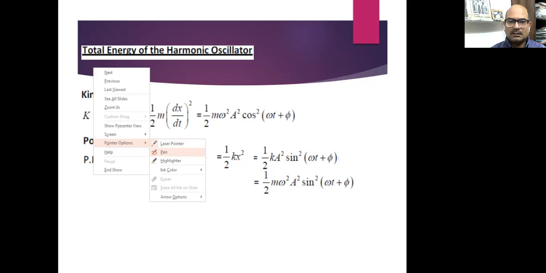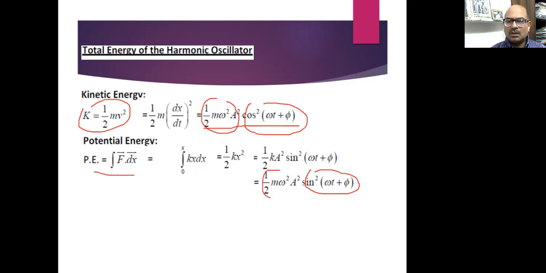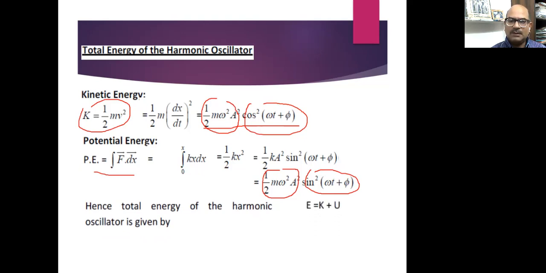So you can see that the kinetic energy we have received in a cos square part, and the potential energy we received in a sine square part. And you can make out that if we sum up, because this is also half m omega square a square, and this is also half m omega square a square, this will be coming out when we find the total energy of the system.